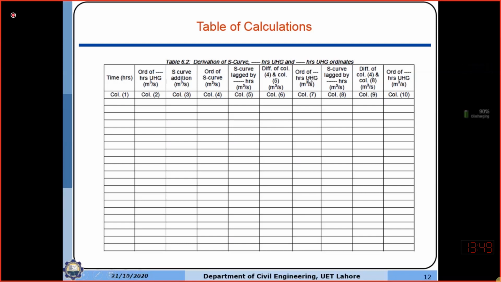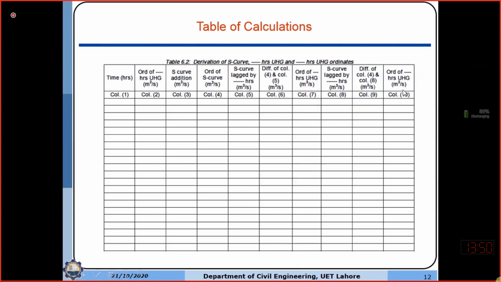So the ordinate of the 2-hour unit hydrograph, what are those? This is simply column number 6, the difference of the S hydrographs, S curves, multiplied by 4, that is the given duration, divided by 2. So that will give you the ordinate of the 2-hour unit hydrograph.